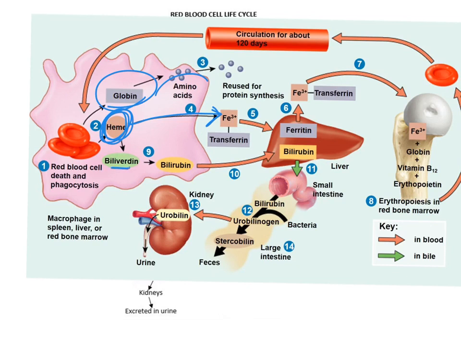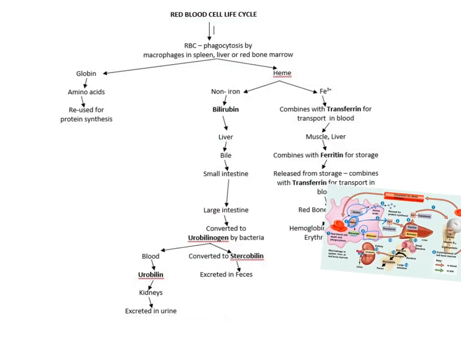There's another little step there, but we're not going to talk about it too much. Let's just say that overall the heme is converted into bilirubin. So that's step number 9. And on our chart here, we're going to see right here that the non-iron component of the heme is getting converted into bilirubin.